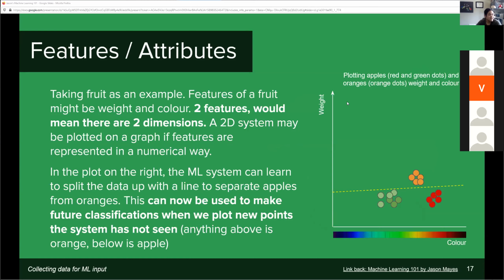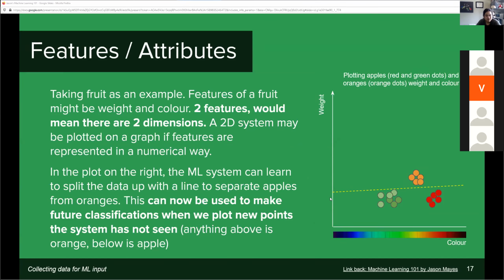And if you're classifying citrus, you'd have yellow, you'd have green, you'd have orange, you'd have different colors or different shades of them as well. So if there are 2 features, in this case color and weight, there are 2 dimensions, okay? A 2D system is nice because it can be plotted in 2D.